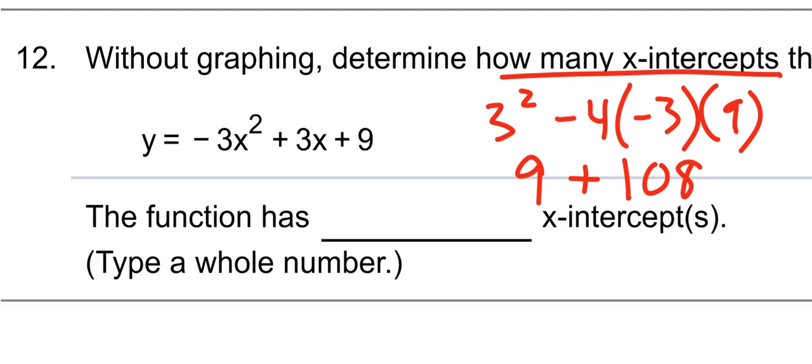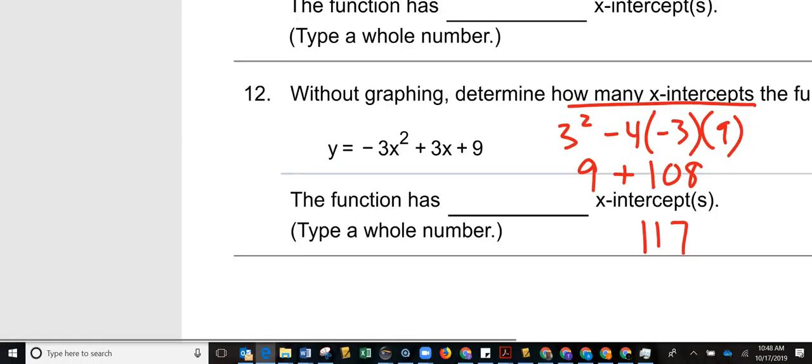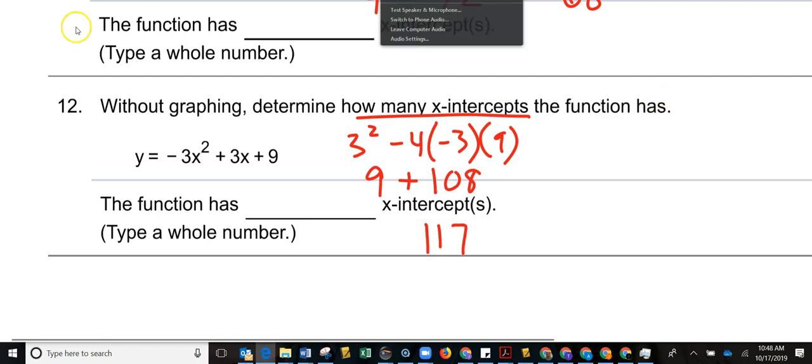Okay, so what do we get? Come on, what do we get? 1. Somebody set it up there. 117. Thank you very much. Interpret it. I don't think we interpreted the last one.